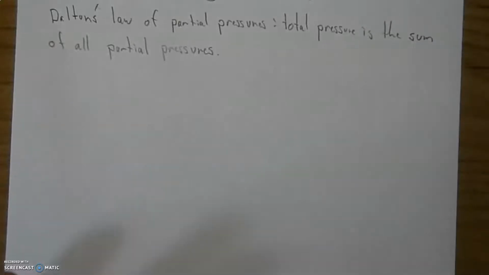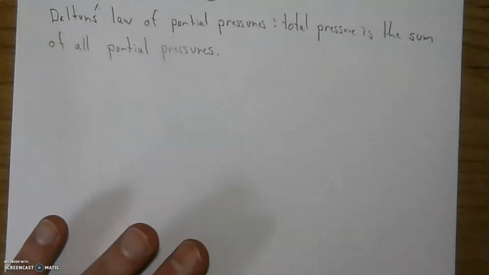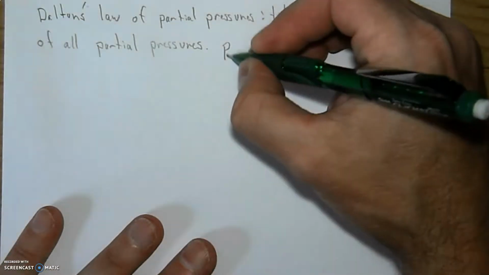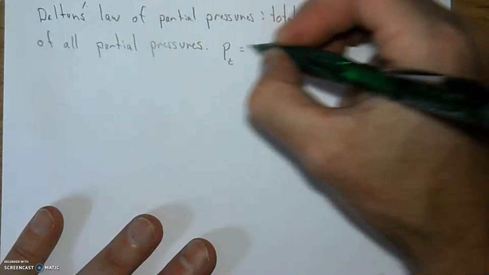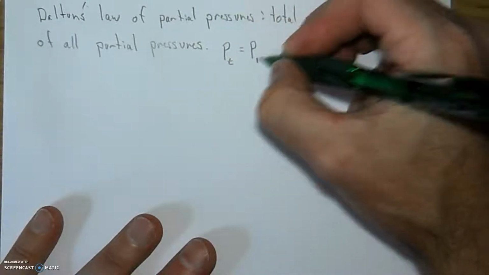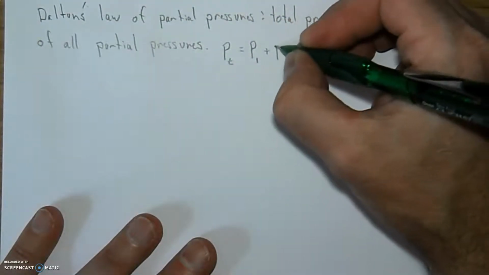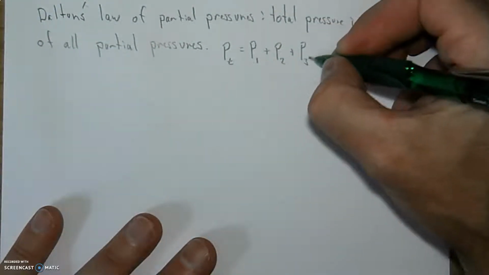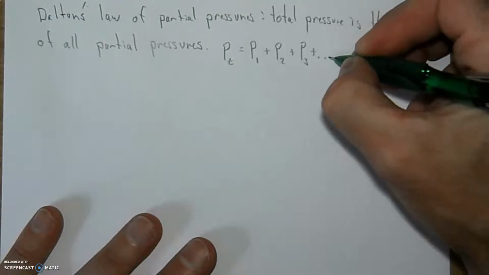All right, so we're discussing Dalton's law of partial pressures. And to put a little equation to that, that's real simple. The total pressure is equal to the pressure of gas 1, the pressure of gas 2, the pressure of gas 3, and the pressures of however many other gases you have.